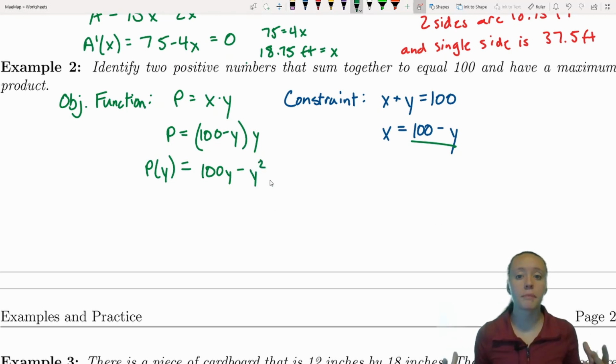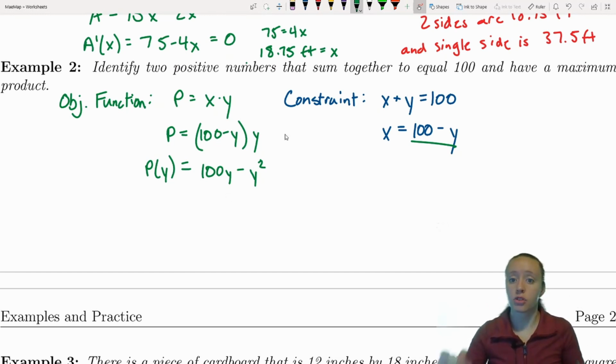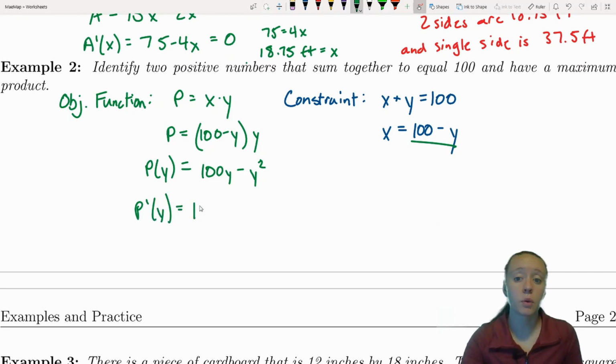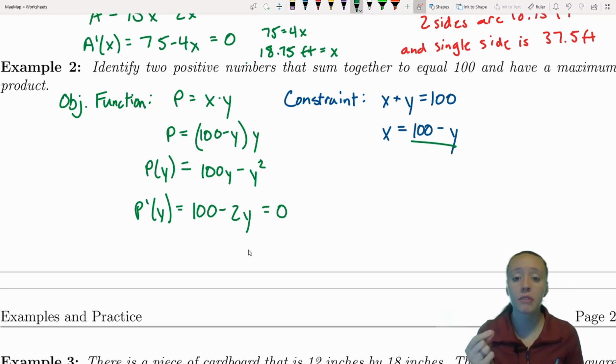And remember, what am I trying to do? I'm trying to maximize this product. So I'm going to take the derivative and set it equal to 0 to find when my function has a minimum or a maximum. So when I take this derivative, I'm going to get 100 minus 2y. Now when I set this equal to 0, how do I know if I'm getting a maximum or a minimum? 100 minus 2y is a linear equation, so I'm only going to have one value that makes this equal 0.